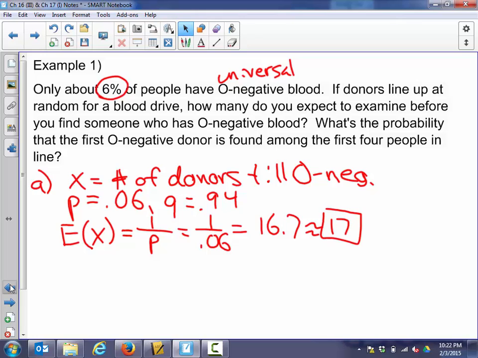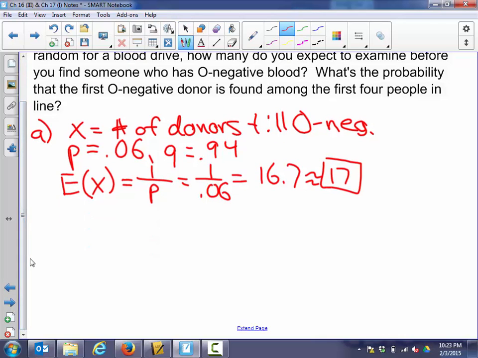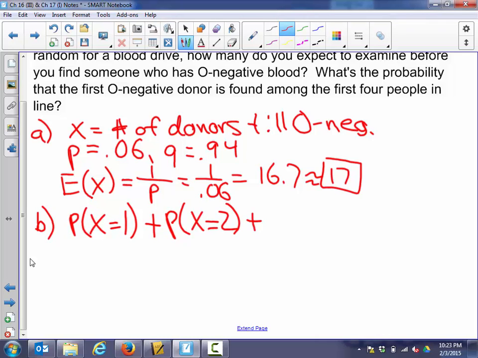So the second piece that they want here is what's the probability that the first O-negative donor is found among the first 4 people in line? They want the probability of the following. You don't have to introduce a new variable. They want the probability that your success occurs on the first person, the probability that success occurs on the second, the third, and the fourth, all added up.